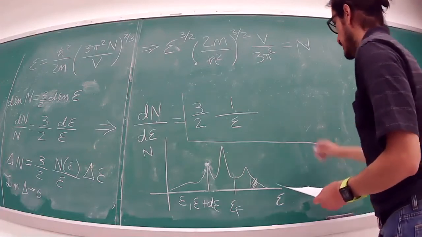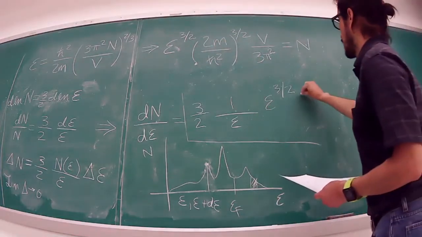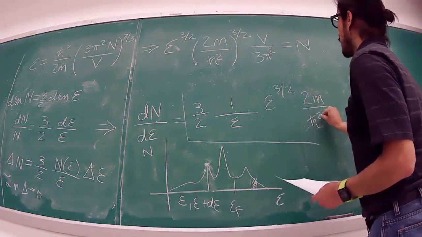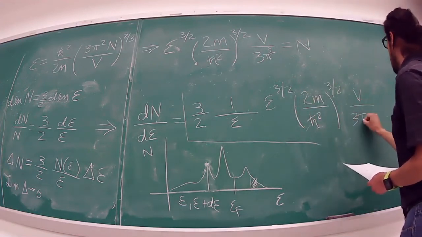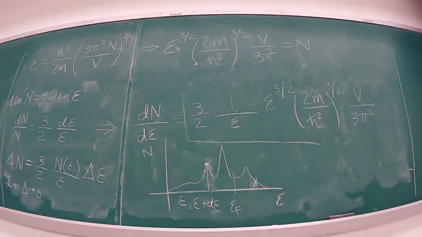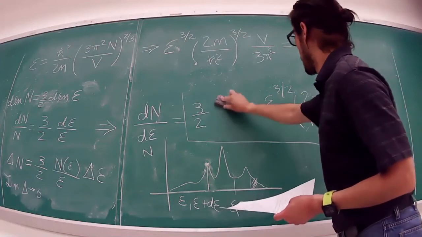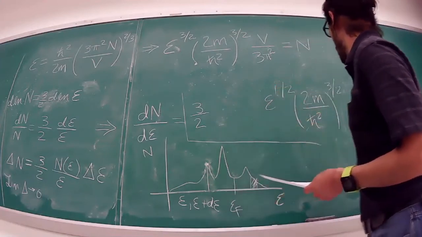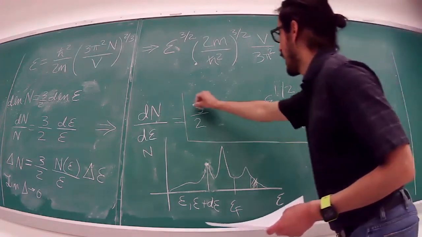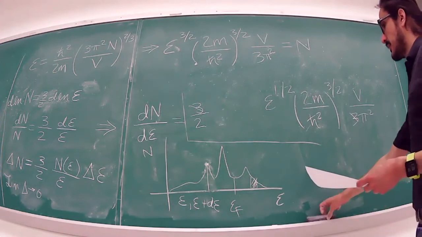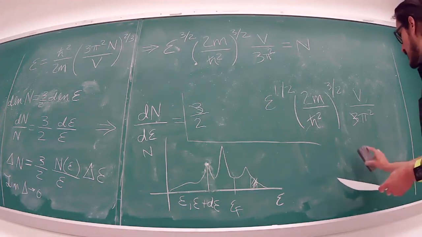It is, well, we have it up here. E to the 3/2, 2m over h bar squared, to the 3/2 b over 3 pi squared. So we can get rid of one of the e's over here. So this is e to the 1/2. And we can get rid of these three, this one. So if you want to rewrite this in a pretty way, put it over here.